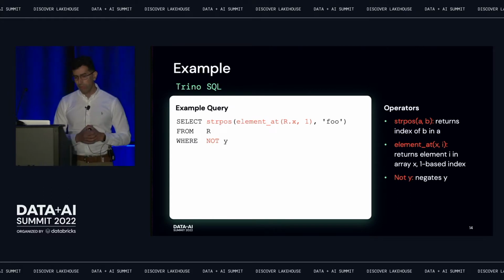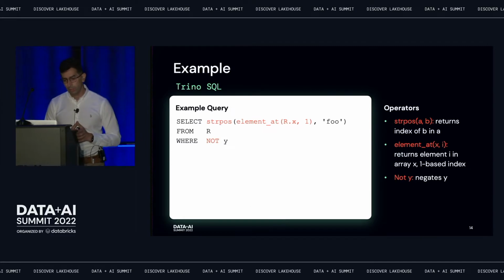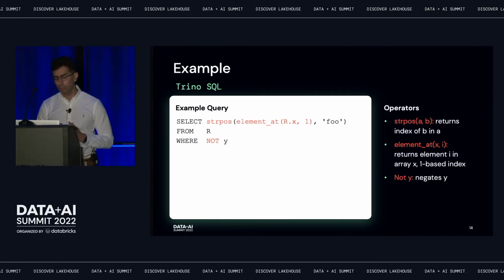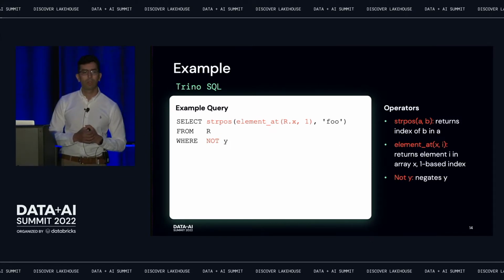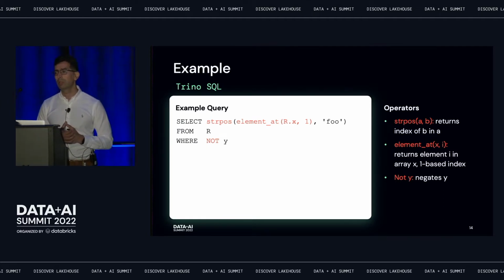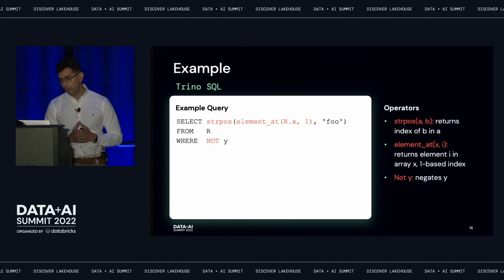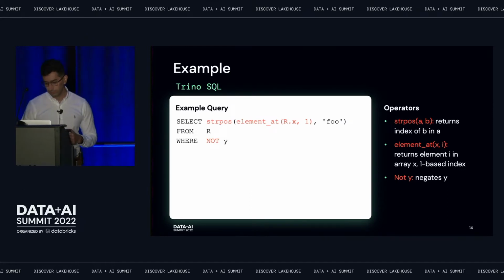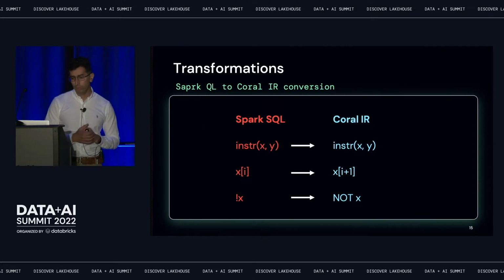So the corresponding query to that Spark SQL query is this Trino SQL, where the function that finds the occurrence of one string in another is called string position. The way to access arrays is through a function called element at. In that case, the arrays have indexes that are based off 1. And there's also a negation operator that's represented by the keyword not. So the transformation happens as a two-step transformation.